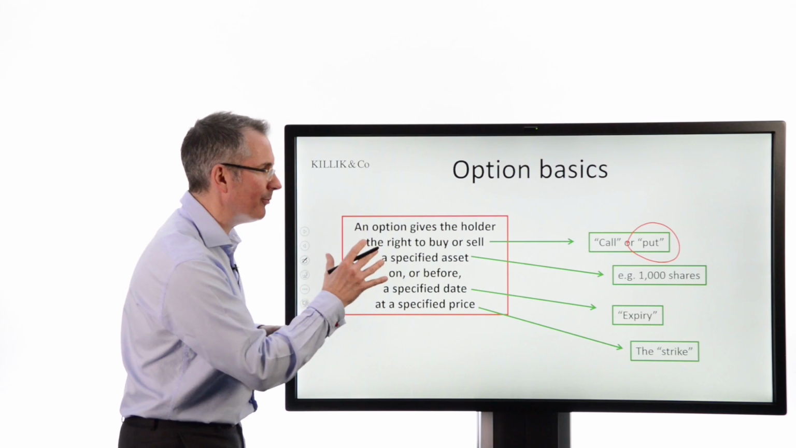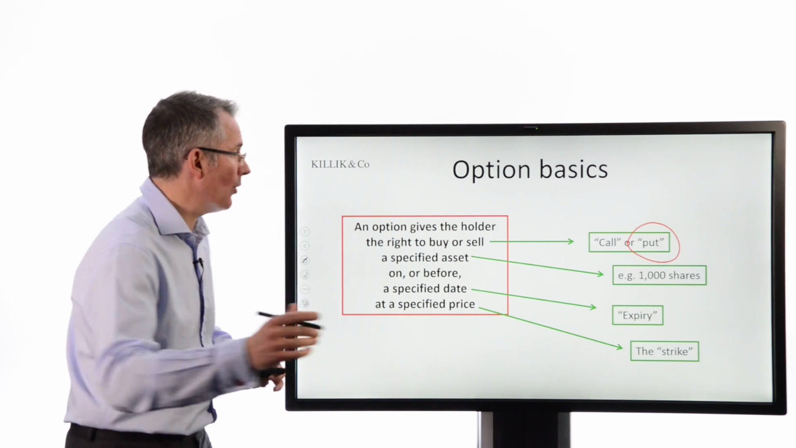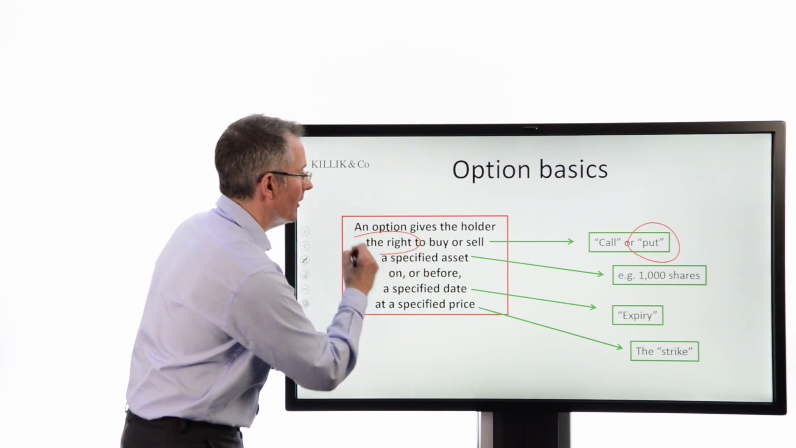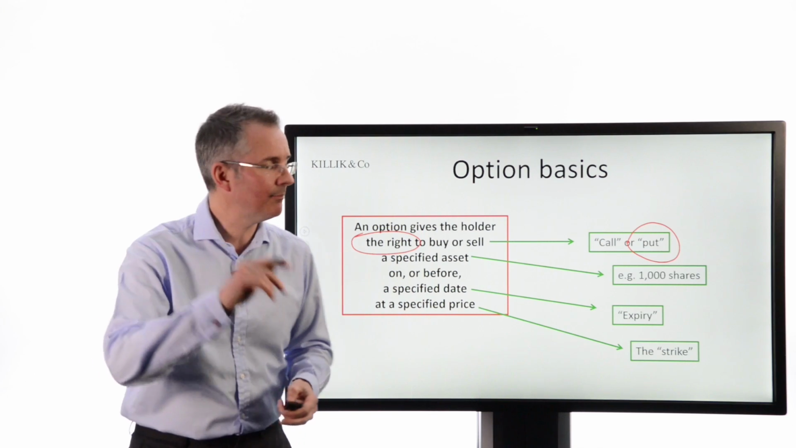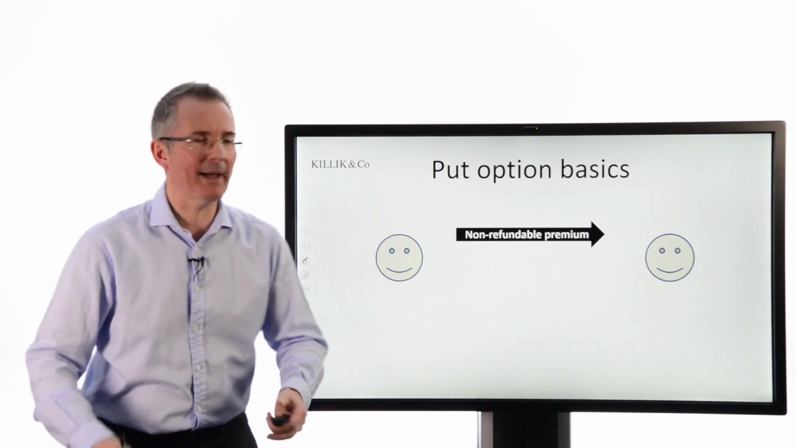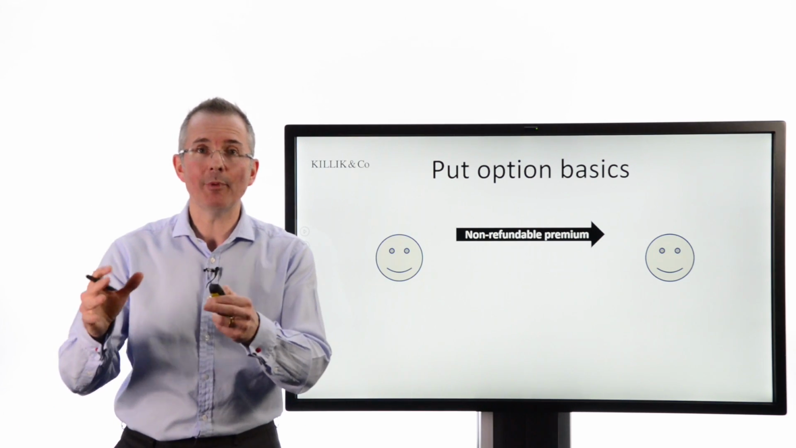Whoever's going to sell you this piece of paper is going to want something for it because it gives you a choice. And whenever you get a choice in financial markets, you can expect to pay someone else for giving you that choice. Okay, so let's do some basics. We've got two people involved, because it's a contract between two people, let's say.